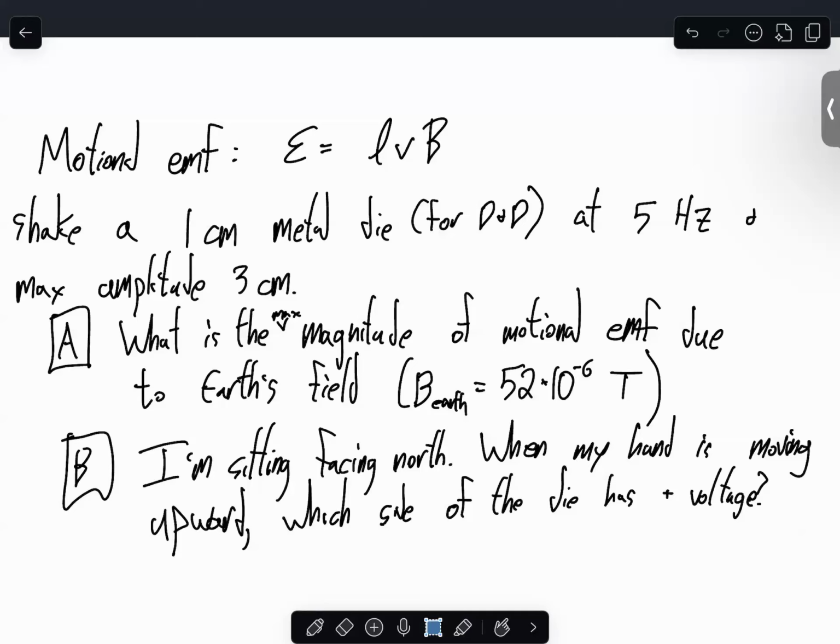And for what it's worth, I was sitting facing northward in my dining room, and my hand was moving in the upward direction. The magnetic field of the Earth is going north. Tell me, north, south, east, west, up, down, which direction was positive on the die? What is the positive side of the die? Which side has positive voltage? That induced EMF, which side is positive? Again, the velocity is up, and the magnetic field is north.